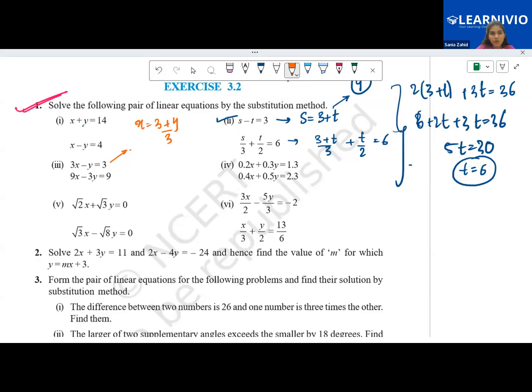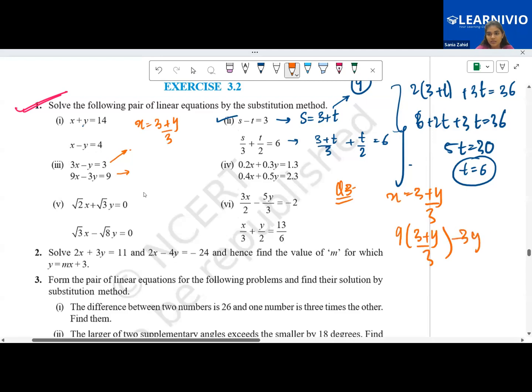Yes. Right. Now what will be y? So from here I will calculate. I'll just solve it here. x is 3 plus y by 3. So what is our second equation? 9x. So 9 into 3 plus y by 3 minus 3y is equal to 9.